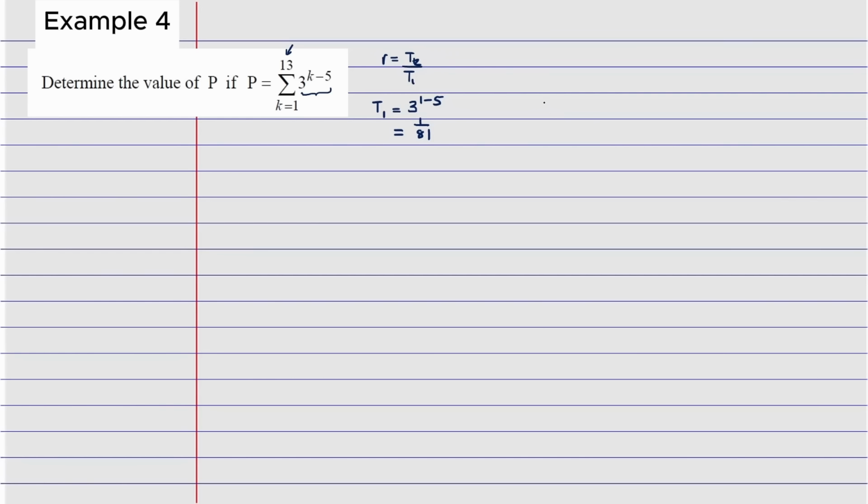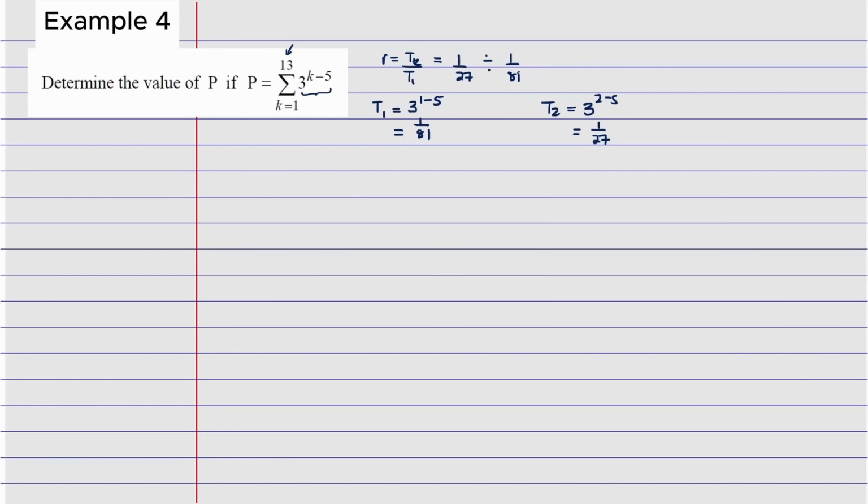Then now we need to find T2, right? So when we find T2, it is going to be 3 to the power 2 minus 5. So therefore T2 is going to be equal to what? It's going to be equal to 1 divided by 27, right? So using this formula, we know that T2 is 1 over 27. So it's going to be 1 divided by 27, right? Divided by 1 over 81, right?